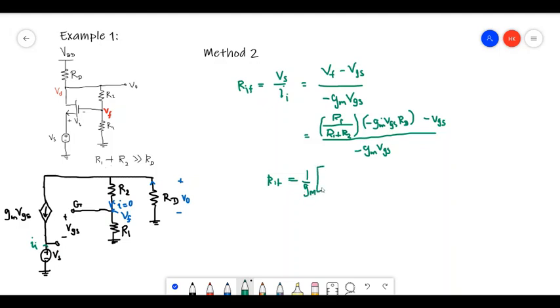So what I'm left with is 1 over Gm times 1 plus R1 over R1 plus R2 times GmRD. So this is the expression that we got earlier from method 1.